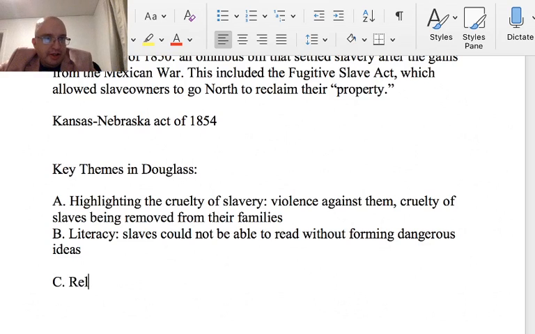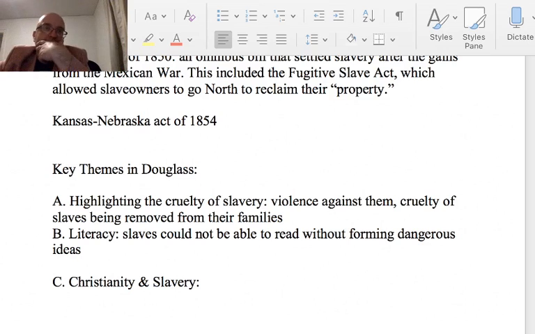Another theme in the text is Christianity and slavery. Douglass goes to great lengths to talk about this, especially in the appendix. At several points, he asks how someone who could claim to be a Christian could also be such a monster when it comes to owning slaves.